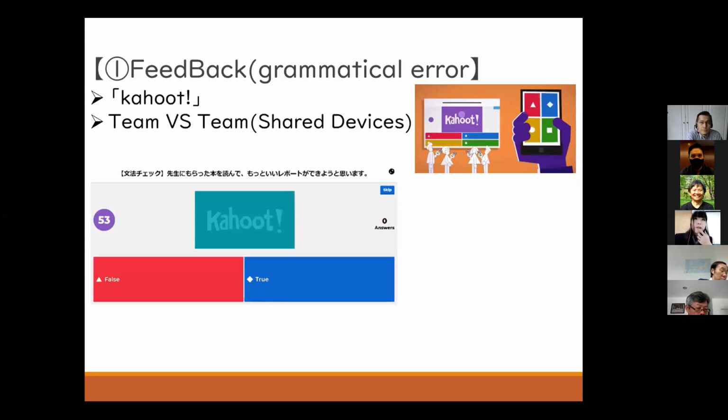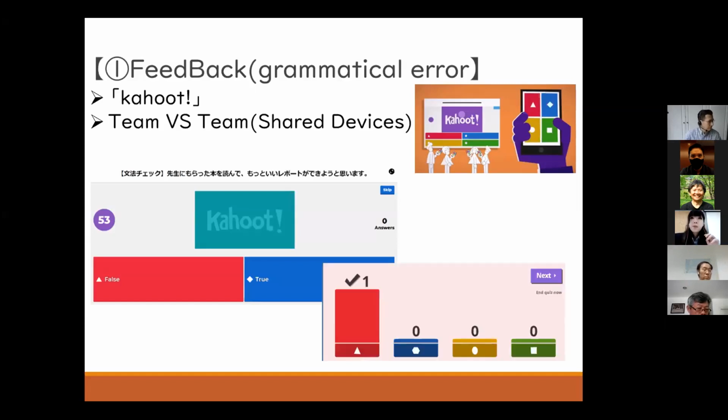This is an example. The teacher makes some questions for students, and students respond with their own devices, for example, a smartphone or iPad or laptop in the classroom. And then we can view how many students are correct and how many students are not correct, like that. I use team with team mode because I wanted my students to talk and to help each other.